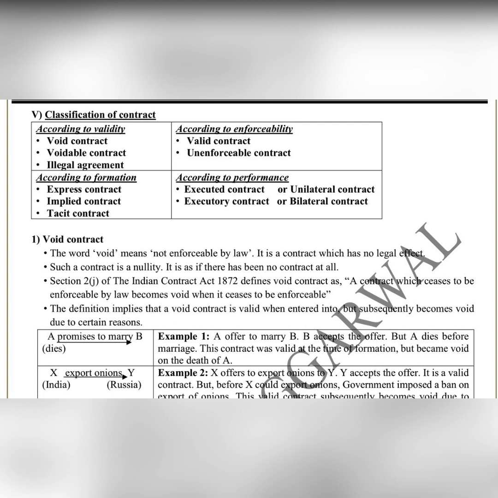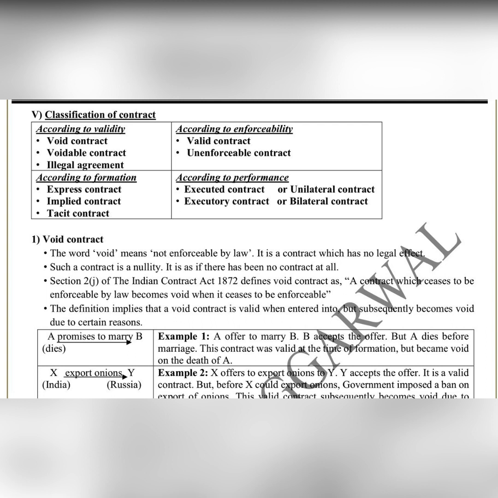Let us go through the definition as given under section 2 clause (j) of the Contract Act. Keep this in mind that we are discussing contracts which were valid when they were entered, but later on they became void due to certain circumstances. So let's keep that in mind and then read the definition. A contract means it was valid when entered, which ceases to be enforceable by law. Cease means it stops being enforceable by law. So a contract, it means it was valid when entered, but now it ceases to be enforceable by law. It stops being enforceable by law.